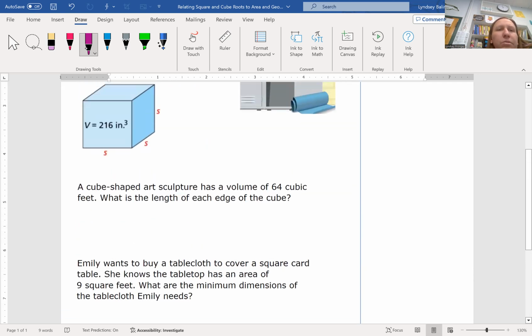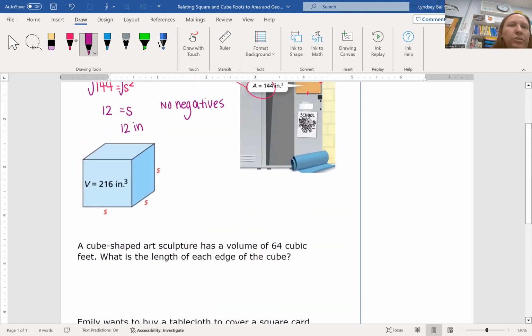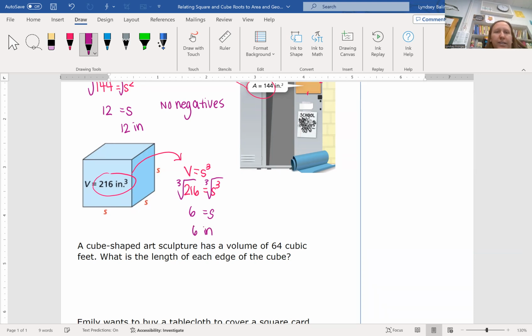The next one is a cube. Okay, and we said volume equals S to the third, S cubed. That's where the cube comes from. But we know the volume is 216. So we're going to say 216 equals S to the third. And then from there, we could cube root both sides, which means when we cube root that, we would get S equal to 6. Since S is a side, those are only measured in inches, not inches cubed. So our final answer there is 6 inches.